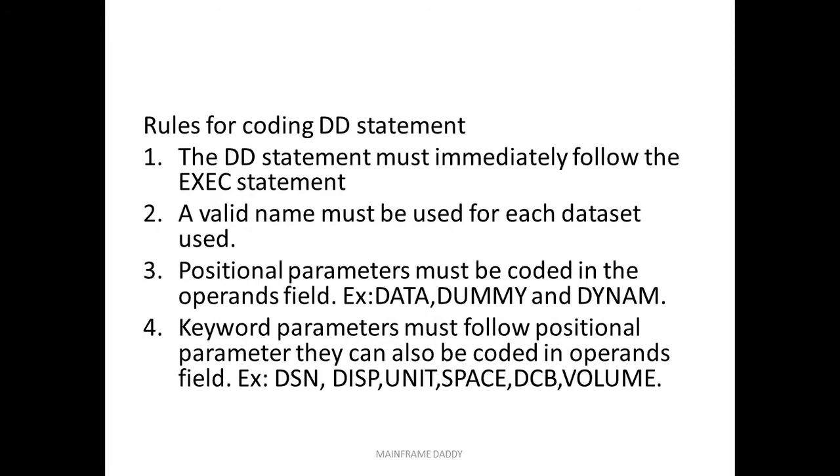Next is the keyword parameter. Both keyword and positional parameters can be coded in the operands field, but when both are coded, the keyword parameter must follow the positional parameter. These are a few examples of keyword parameters: DSN, DISP, UNIT, SPACE, DCB and VOLUME. We have a lot more to discuss. In the subsequent chapters, we will be discussing the other keyword parameters also.